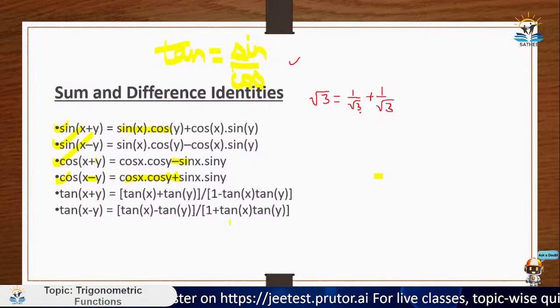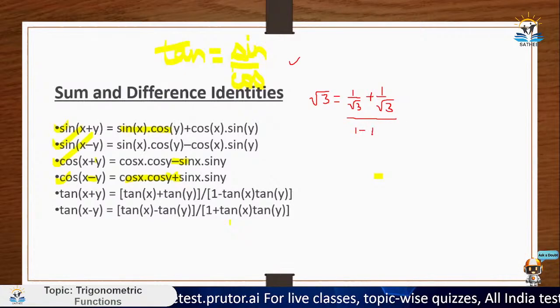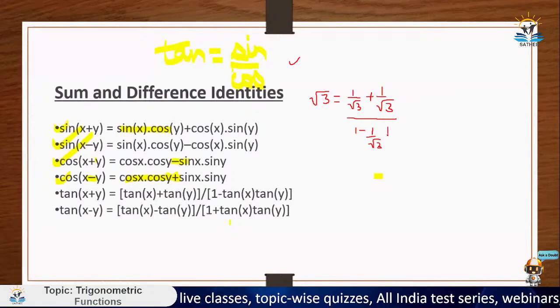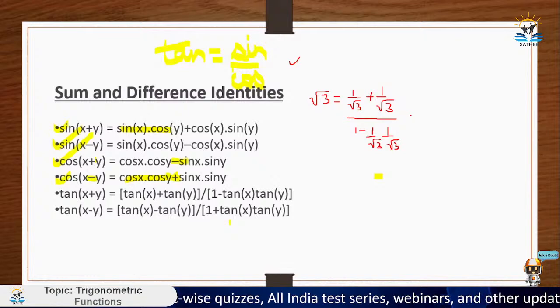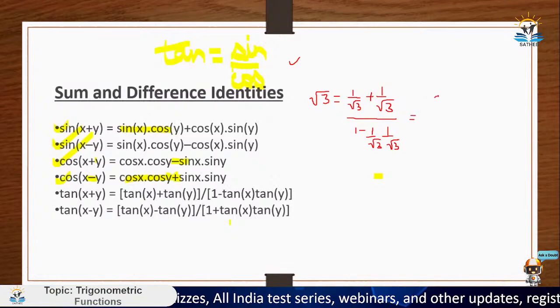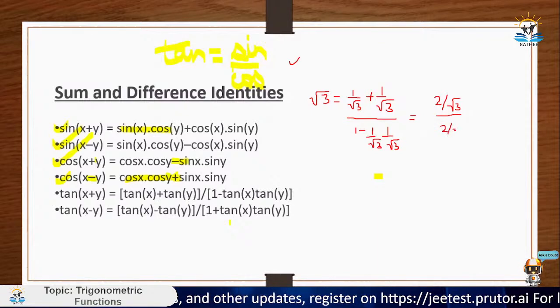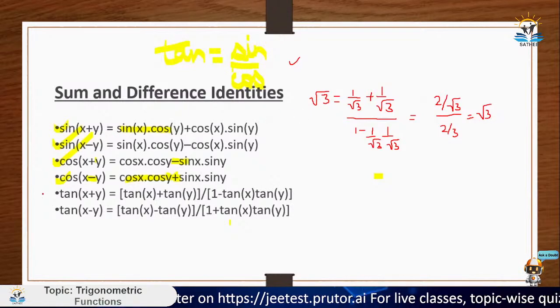If you forget some identity, you can check it this way by putting simple values. So 1 minus 1 by root 3, again 1 by root 3. Okay, so this is the way. And from here you can see what you are getting: 2 upon root 3 divided by 1 minus 1 by 3, which is 2 by 3. So 2 and 2 will cancel, and you will get 1 by root 3, which is your LHS equal to RHS, hence proved. So please learn this one also.